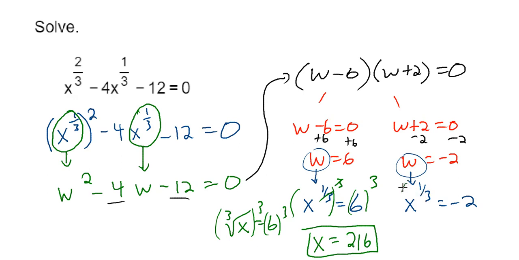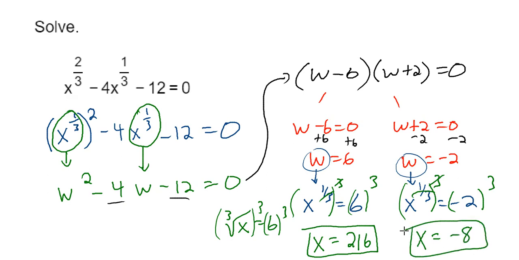So we'll do the same thing here, right? This is a cube root. What cancels out a cube root is a power of 3. So we'll raise both sides to the 3rd power. That power of 3 cancels out that cube root. We get x equals -8. And those are my two solutions in this case.